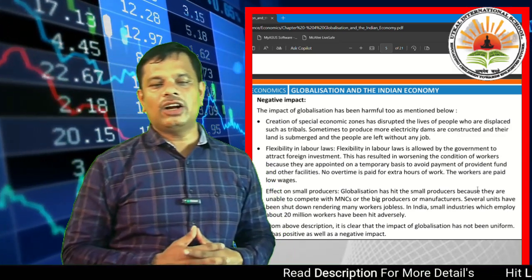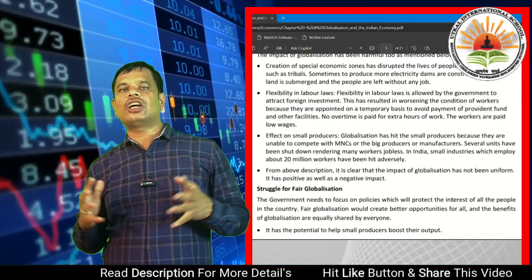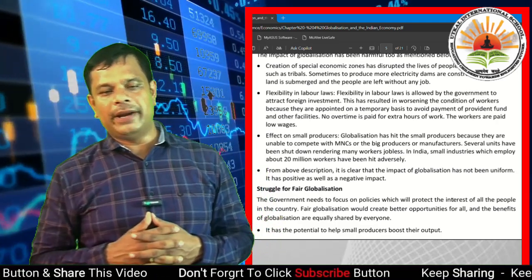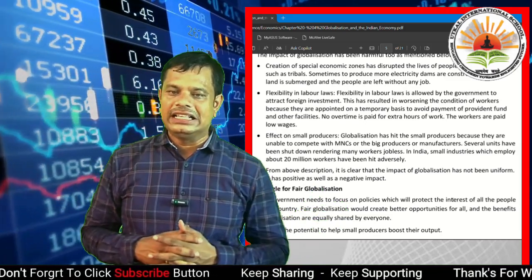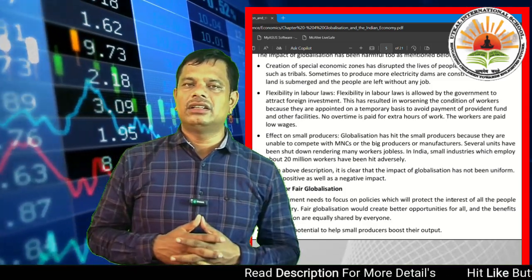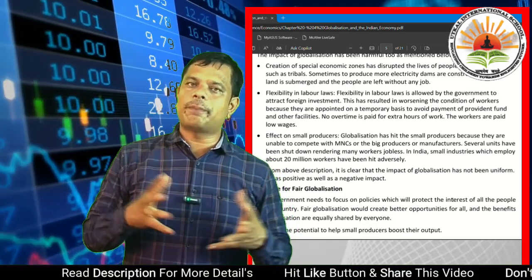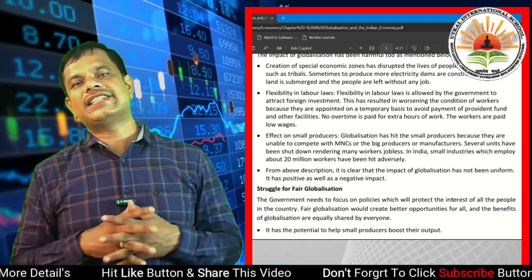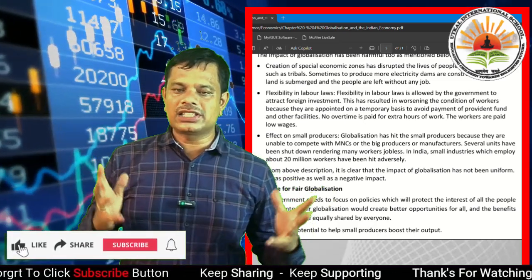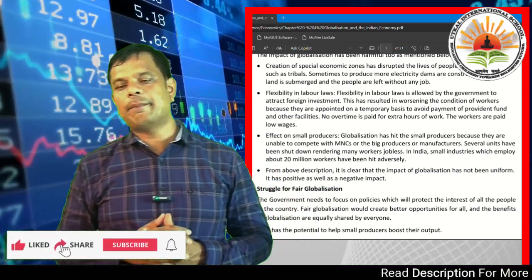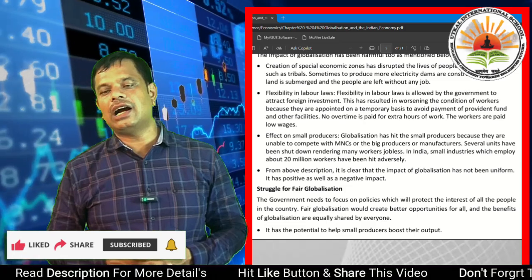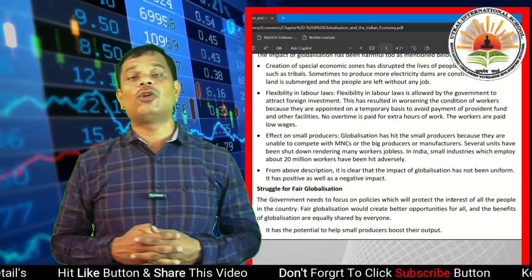And flexibility in labor laws. Due to the pressure of multinational corporations, flexibility in labor laws is allowed by the government to attract foreign investment. This has resulted in worsening the condition of workers. Due to the pressure of multinational corporations, the government has changed the labor laws, which affects the career of the laborers, because they are appointed on a temporary basis to avoid payment of provident fund and other facilities. No overtime is paid for the extra hours of work. The workers are paid low wages.